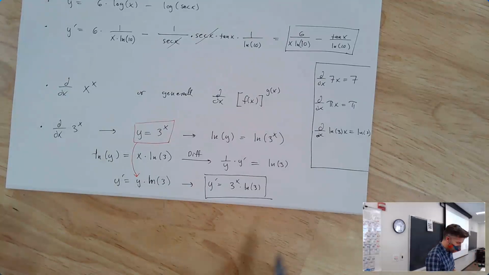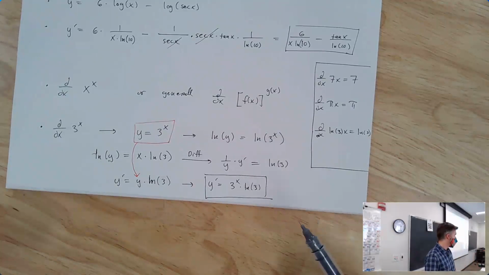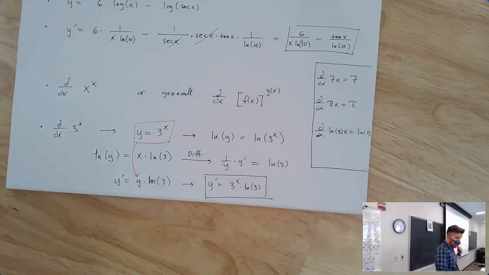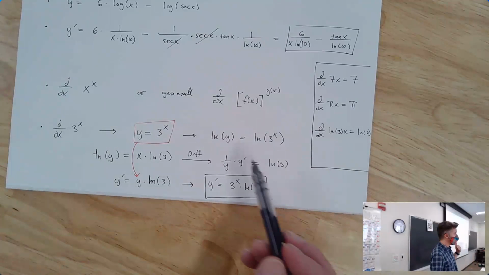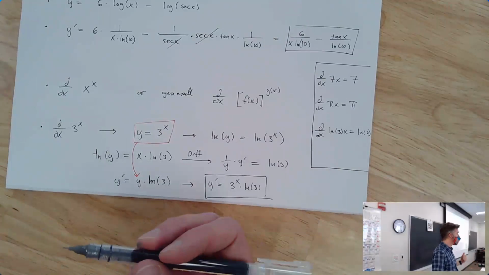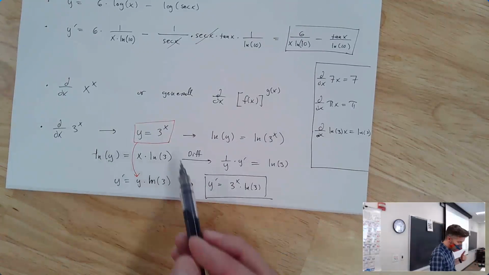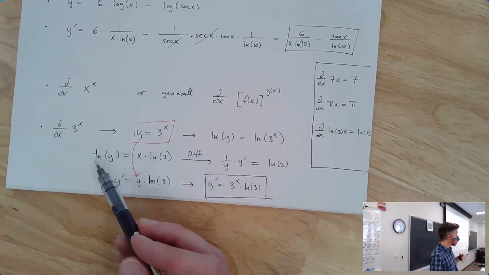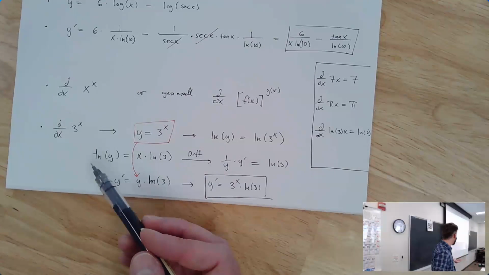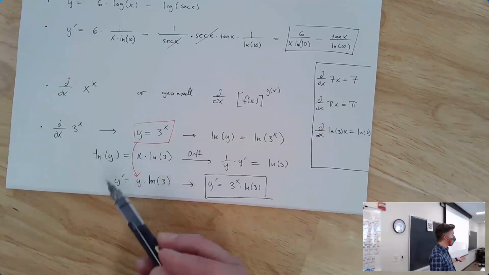So this process works. You can totally take the derivative of something to a variable power in this logarithmic differentiation way, which requires implicit differentiation. And when we take the derivative of the natural log of y, we're using implicit differentiation and say, oh yeah, the derivative of the natural log of y is 1 over y times y prime.